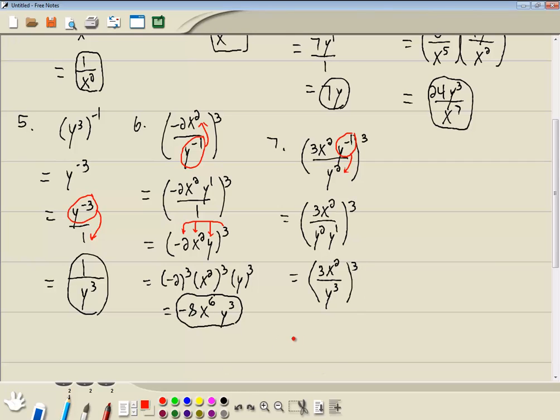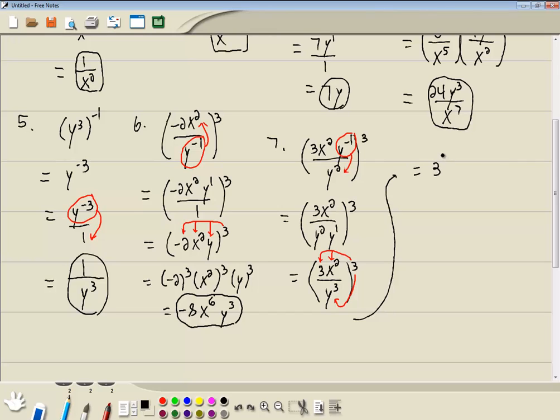Now again, I said this should be called a distributive property of exponents. If everything inside of your parentheses is either multiplication or division, and you raise it to a power, you can take everything up to that power. Well, notice we have 3 times x squared divided by y to the third. Everything's multiplication or division. So I'm going to take the 3 to the third power, I'll take the x squared to the third power, and I'll take the y to the third power.